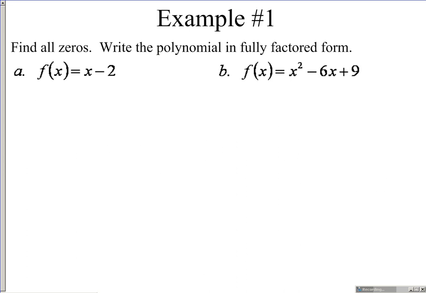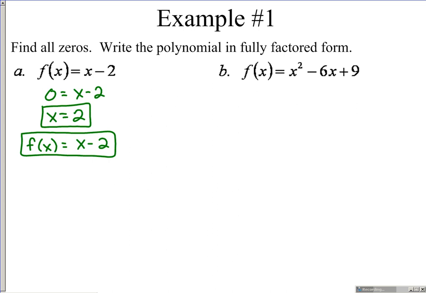Find all zeros, write the polynomial in fully factored form. Once again, we know that real zeros correspond to x-intercepts. So in general, in equations that are of less degree than degree 3, we know that we can plug in 0 for y, solve the equation, and that will give us the solutions, because real solutions are the same as x-intercepts. So in this case, our solution, or our 0, is x equals 2. This polynomial in fully factored form, what factor produces a solution of 2? Well, it's just our original polynomial, x minus 2.